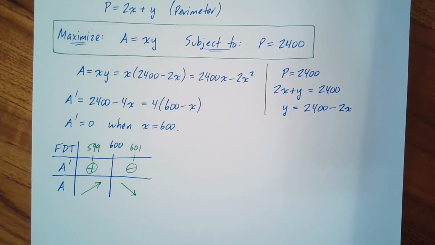So that confirms what we've been hoping for, that this is actually going to be where the area is maximized. That's the value of x that you want if you want to maximize the area, because the area function A has a local maximum here.